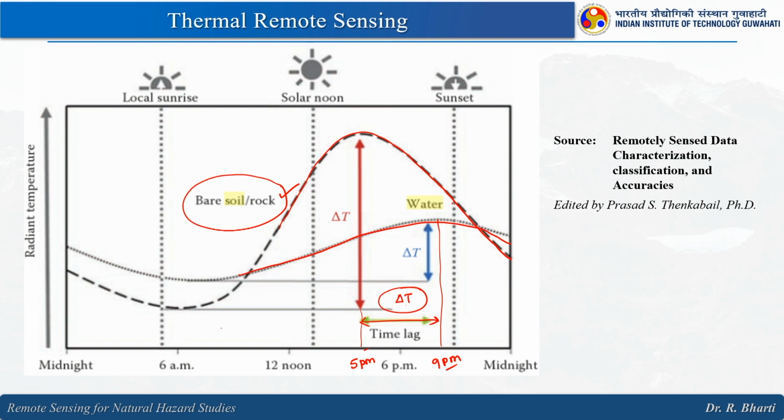But for the same material, if we consider this rock, this is one position and this is the lowest point. Let us say this is maybe 6 o'clock. So, if we have this, then we will have this delta T for the same material, right, here.